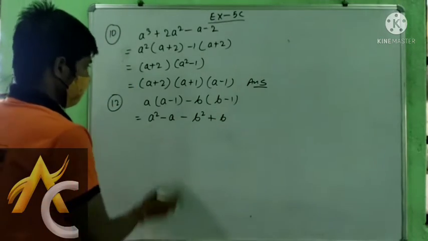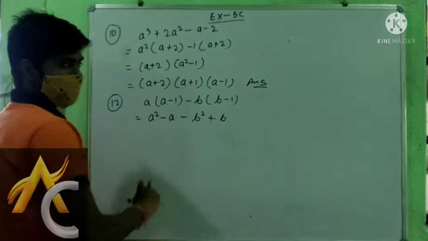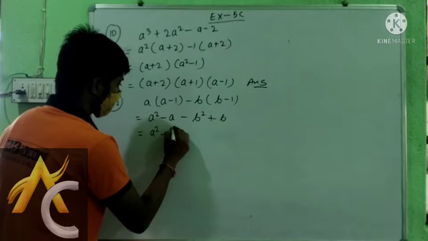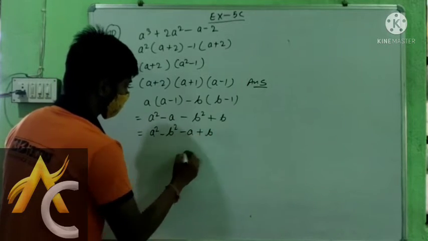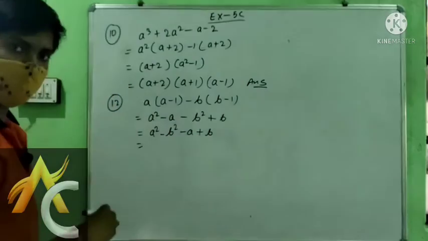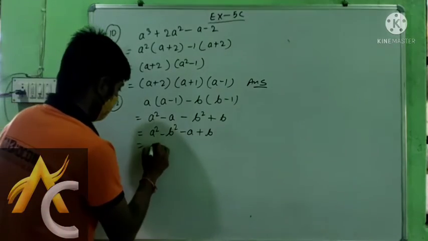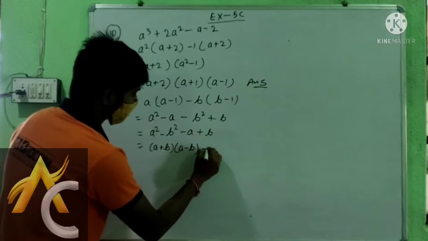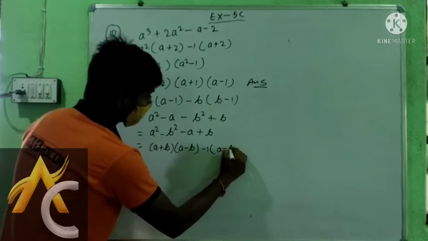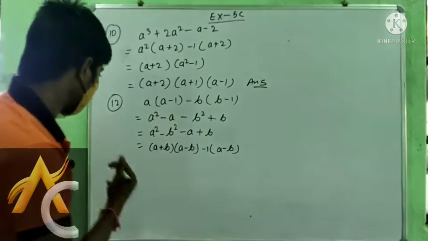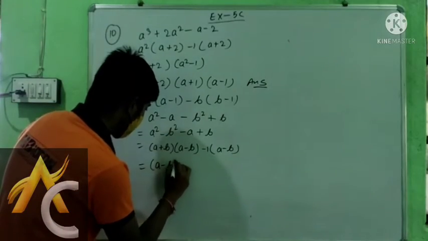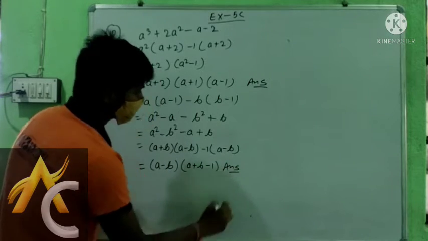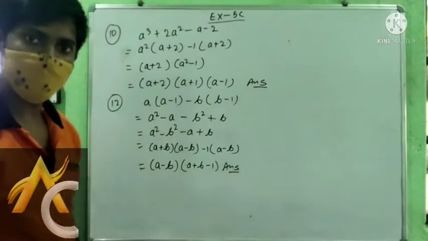Now interchanging the position of a and b square so that we can take common. Hence it will be a square minus b square minus a plus b. Now it is in the form of a square minus b square, which is an identity. So it will be a plus b into a minus b, and if you take minus 1 common, then it will be a minus b as well. Now take a minus b common, then it will be a minus b into a plus b minus 1. This is your answer. Easy, right?